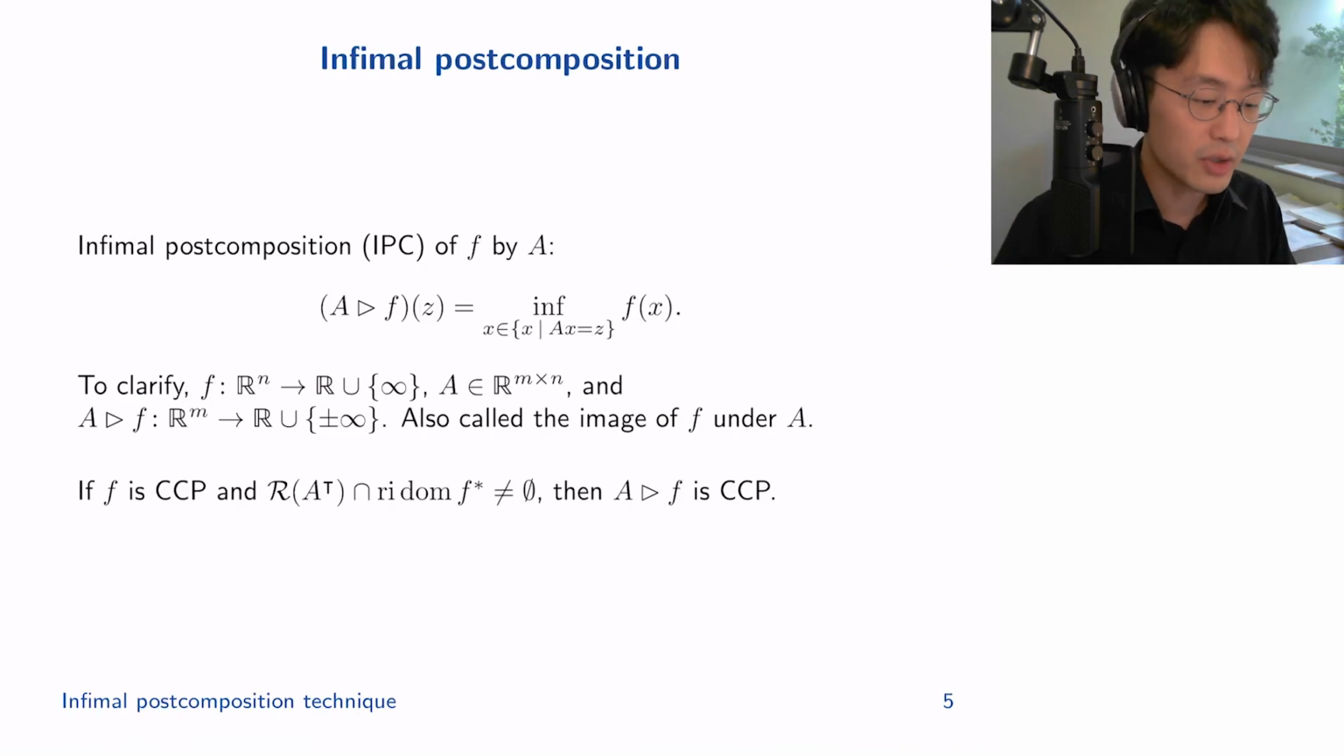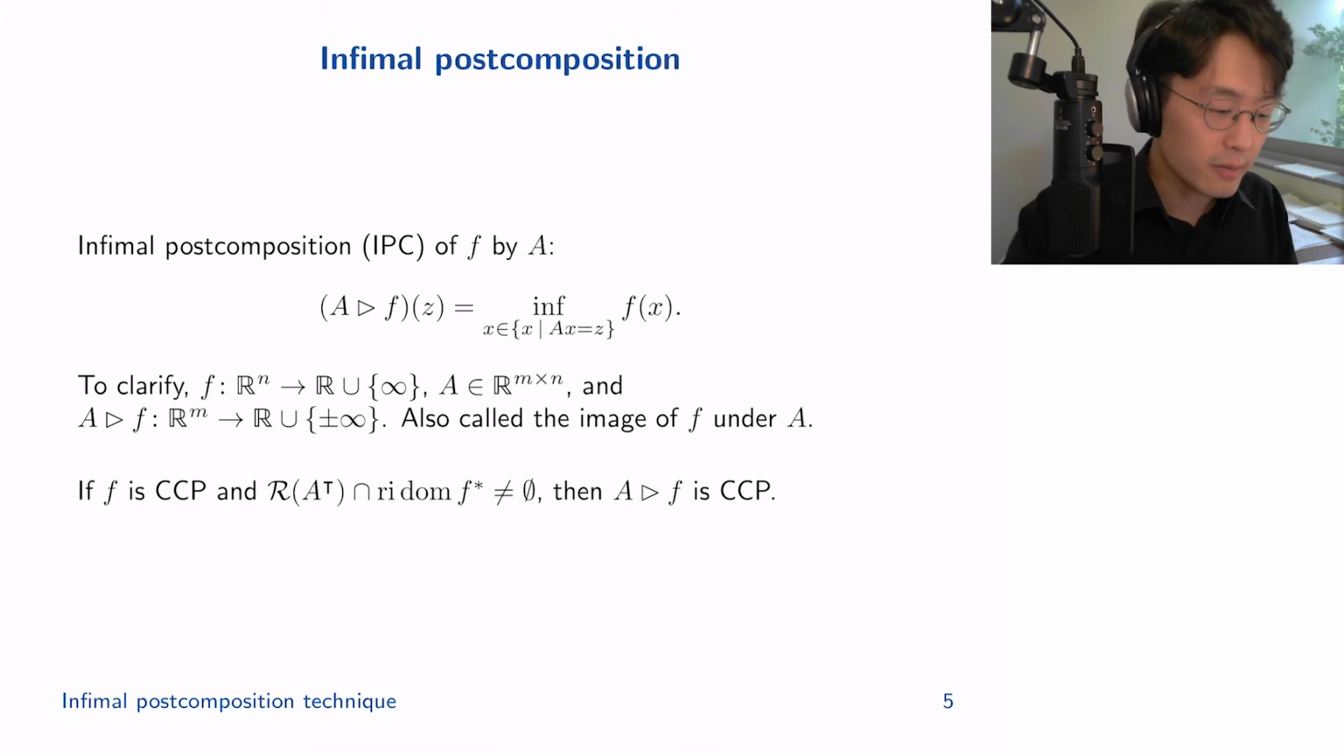The Infimal postcomposition of f by A is defined in this manner. We abbreviate the word Infimal postcomposition to IPC. So the IPC of f by A is a function of, in this case, the variable z. Once the input z is specified, the value of this function is defined by this minimization, by this infimum. We minimize the function f of x subject to the constraint that x satisfies the linear equality constraint Ax is equal to z, where again z is the input to the IPC function.